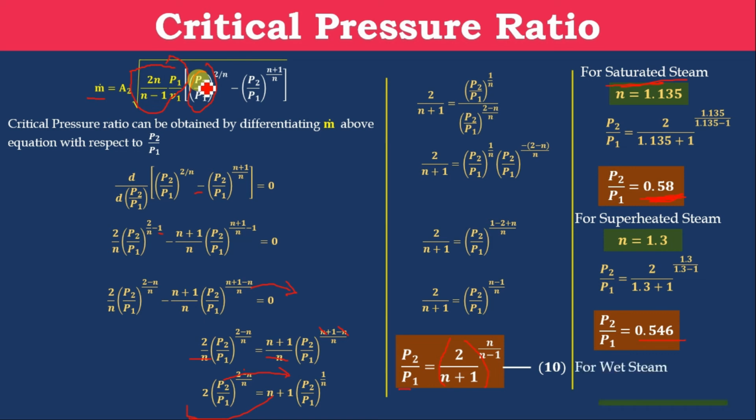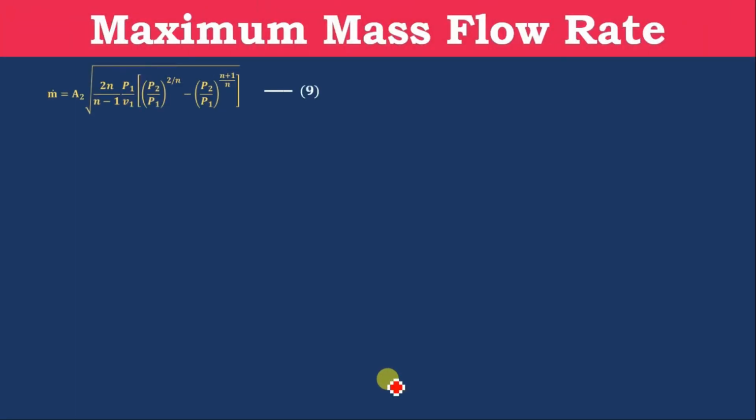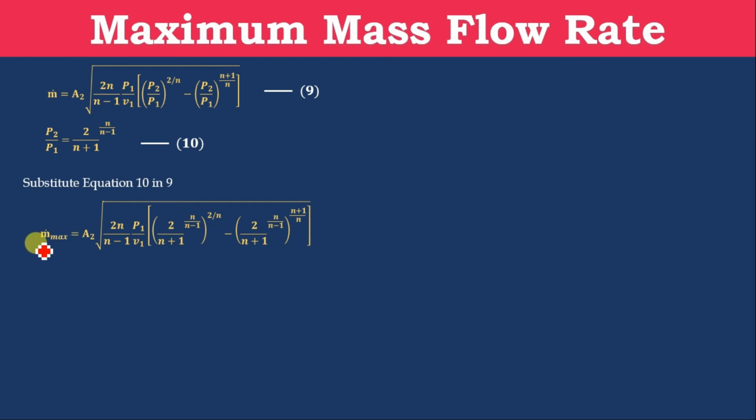For wet steam, n is equal to 1.035 plus 0.1x. Depending upon x, this n value will vary, and depending upon the n value, P2 divided by P1 will vary for wet steam. Now, in order to get maximum mass flow rate, substitute this P2 divided by P1 in your mass flow rate equation, that is equation number 9 and equation number 10. Substitute equation number 10 in 9, and we get the maximum mass flow rate.